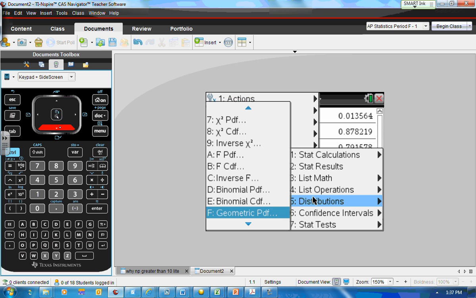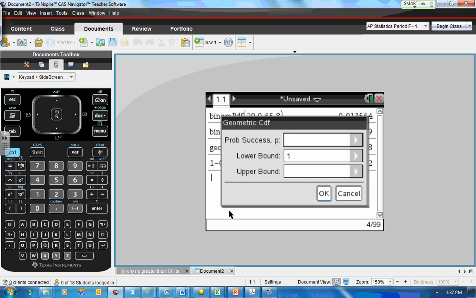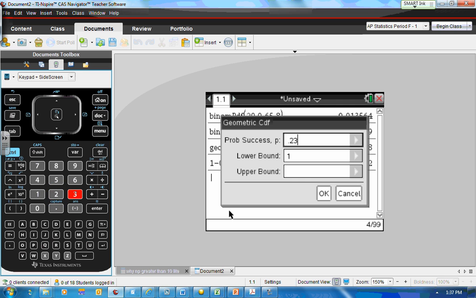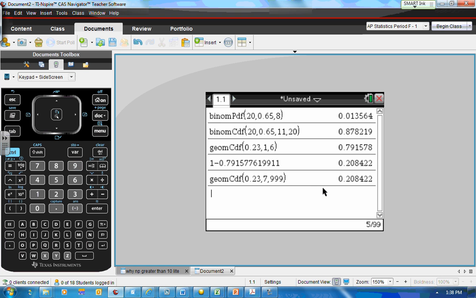I'm going to go back to geometric CDF, and I'm just going to do the problem success is 0.23. So we wanted the probability that x was greater than 6. So our first success would happen on the 7th. Now I can't put infinity in there, but I'll put a big number in there because the probabilities get so close to 0 that far away. And notice that I got the same value there.